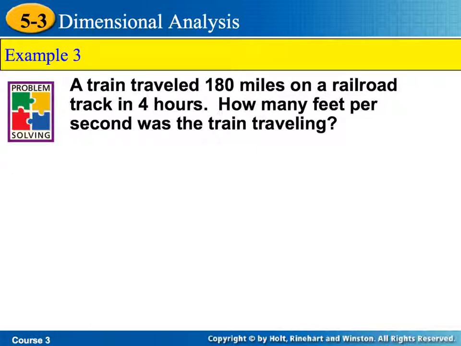Well, I'm dealing with 180 miles in 4 hours. Mr. Schumann, your handwriting is ugly. I know. Don't worry about it. Okay, so as you look at this, 180 miles in 4 hours.